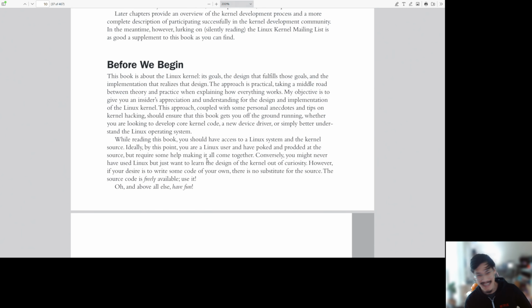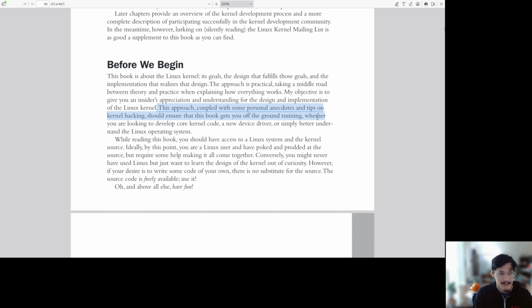I'm getting tired reading. Okay, this book is about the Linux kernel, its goals, the design that fulfills those goals, and the implementation that realizes that design. The approach is practical, taking a middle road between theory and practice when explaining how everything works. My objective is to give you an insider's appreciation and understanding for the design and implementation of the Linux kernel. This approach, coupled with some personal anecdotes and tips on kernel hacking, should ensure that this book gets you off the ground running.